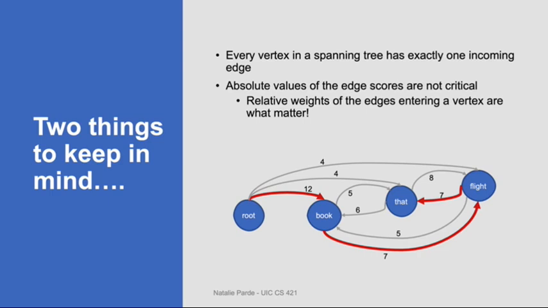Second, the absolute values of the edge scores aren't critical. Instead of trying to find the tree with the lowest overall absolute edge cost, you should focus on finding the tree with the lowest relative weights of edge scores entering vertices.